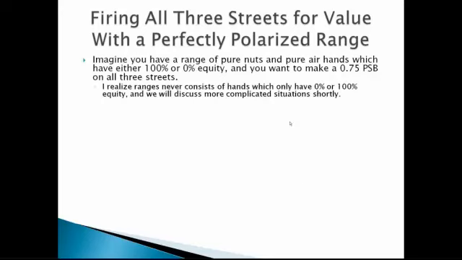I realize ranges never consist of hands which only have 0% or 100% equity, and we will discuss more complicated situations shortly. Once again, as I mentioned at the beginning, we want to learn to walk before we can run, so I'm going to start out with the simplest possible model, and we're slowly going to go into more complicated models and then eventually try to tackle real-world situations.